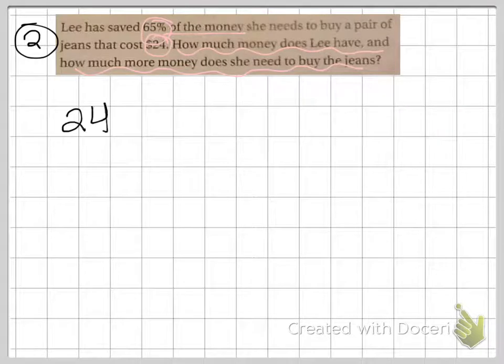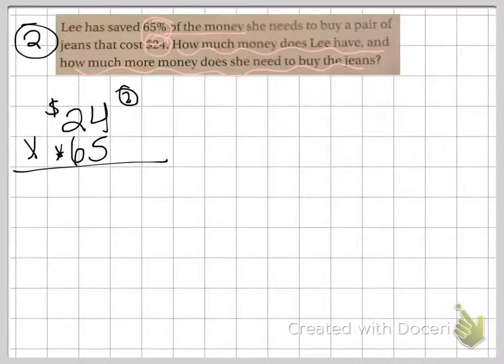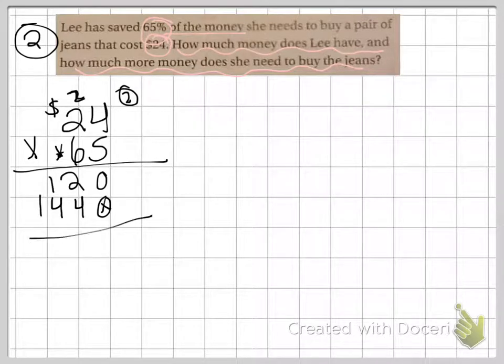So $24 times 65%. There's 2 digits behind the decimal, and ignore it. 5 times 4 is 20. 5 times 2 is 10, plus 2 more is 12. Placeholder. 6 times 4 is 24. 6 times 2 is 12, plus 2 more is 14. 0, 6, 5, 1. Add in my decimal.